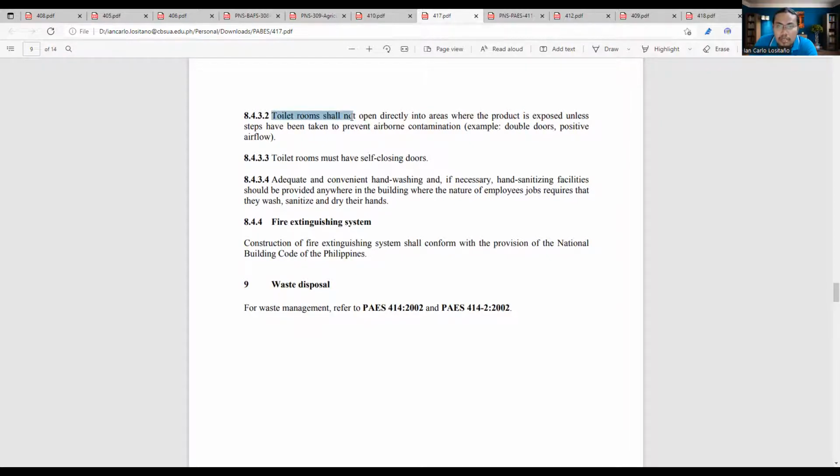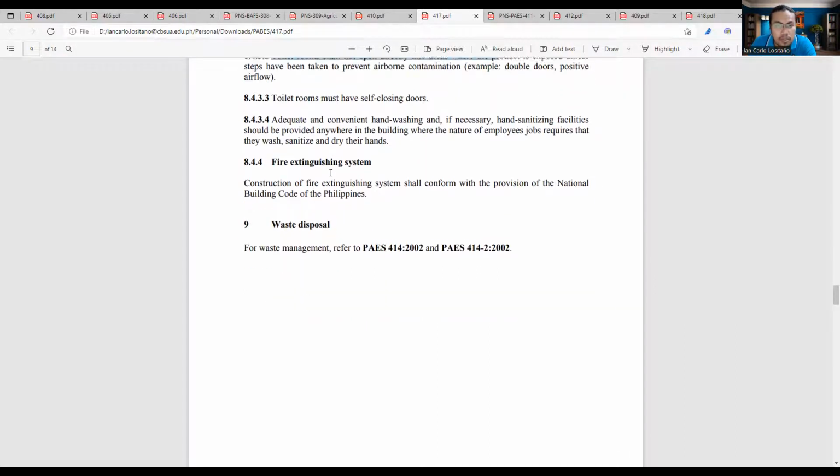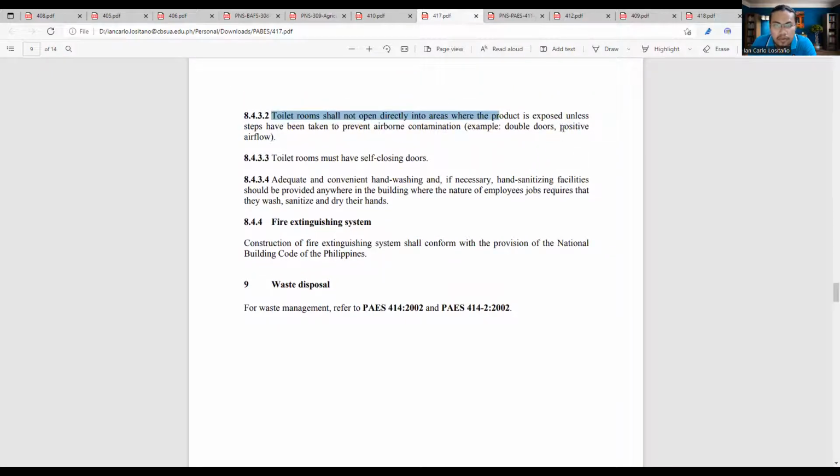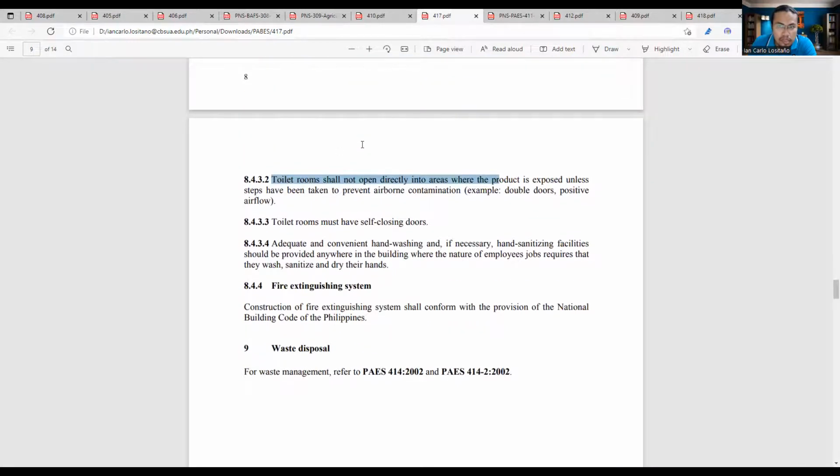Toilets shall be located where the products are not exposed to them, because there's a possibility of contamination. Please take note of positive airflow. The doors should be opening towards the toilets, or there could be an anteroom to prevent these toilets from being in direct contact with the production area.